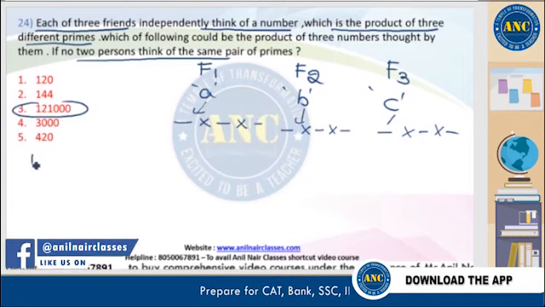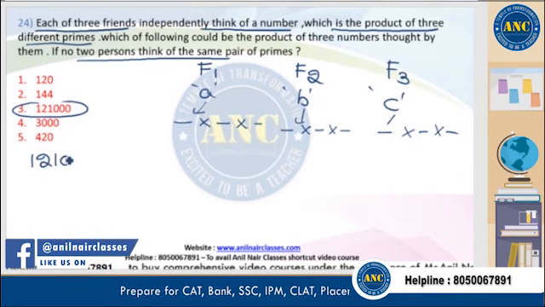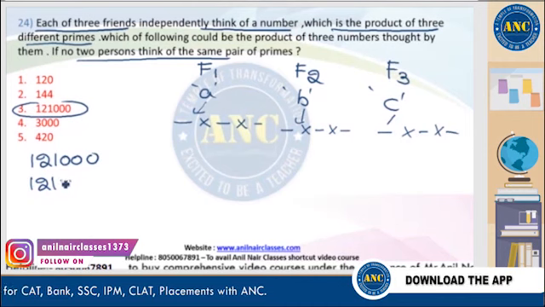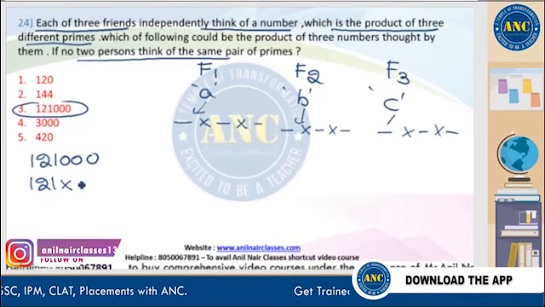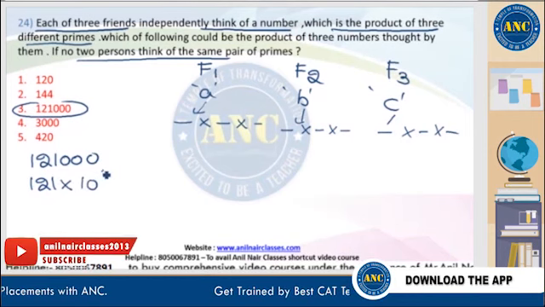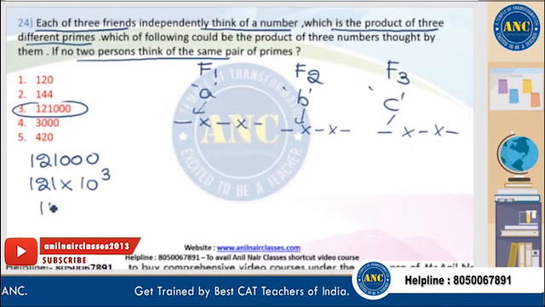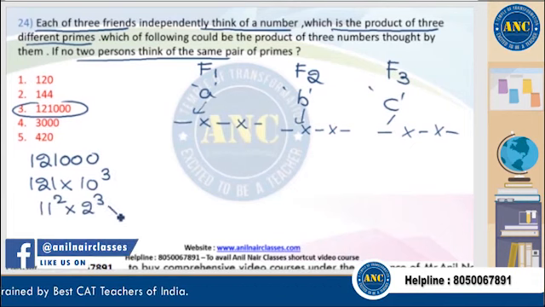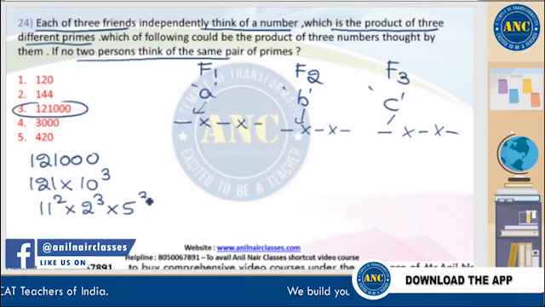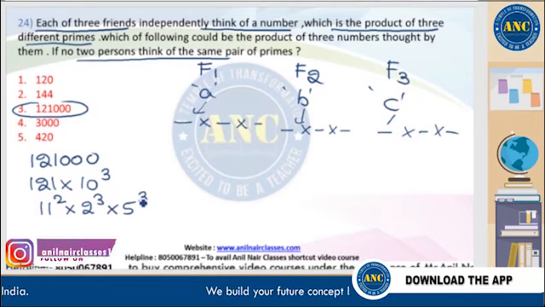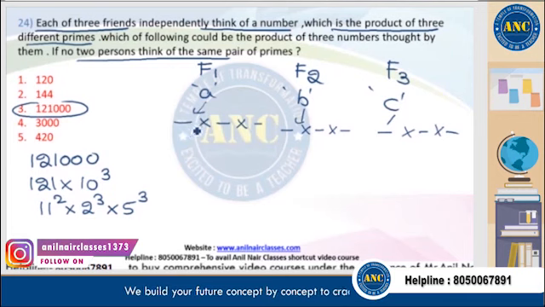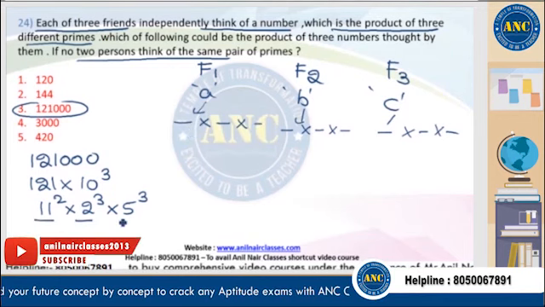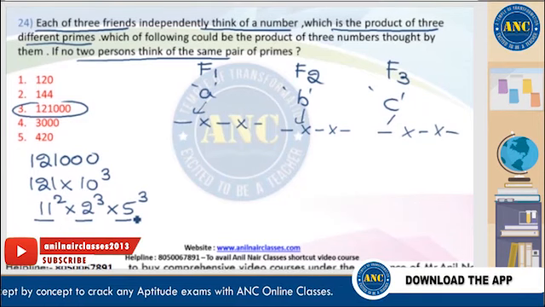Suppose 121 000. 121, it is nothing but 10 cube. Am I right? So, this is nothing but 11 square into 2 cube into 5 cube. Each of the numbers is nothing but a product of three different primes. 11 square into 2 cube into 5 cube.